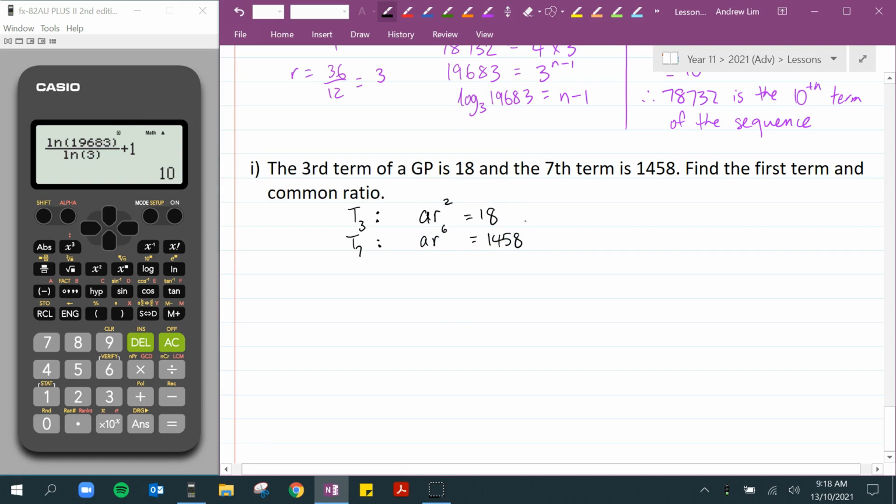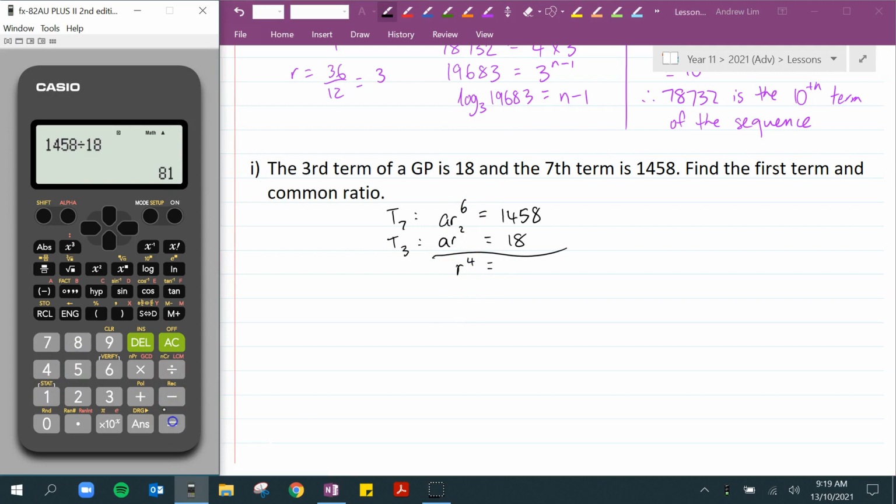Now what we've done is we've created simultaneous equations, and we're going to solve this by division. I might actually swap them around because it might be easier to follow when I've got the larger term at the top. So the 7th term, ar to the power of 6, is equal to 1,458. And the third term, ar squared, is equal to 18. So when we divide this, my a's will cancel each other out. r to the power 6 divided by r squared is just r to the power 4. And what's 1458 divided by 18? That's equal to 81.